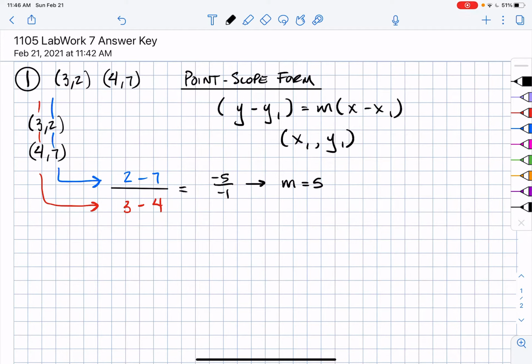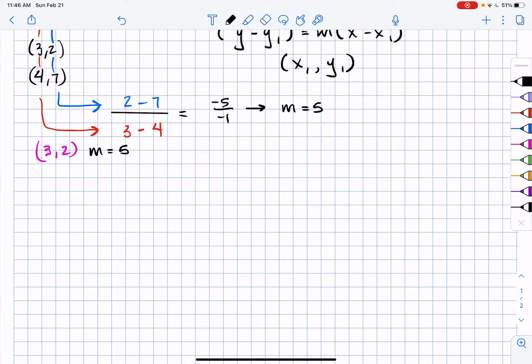Okay? So it gives me 2 points, and so I can use either point. It doesn't matter which point I use. So let's say I use 3, 2 with the slope of 5, right? If that is the case, then my point slope form would be y minus 2, which is my y value, is equal to 5 times x minus my 3, which is my x value. All right, so that's that one.